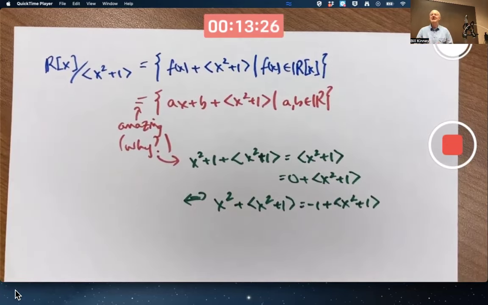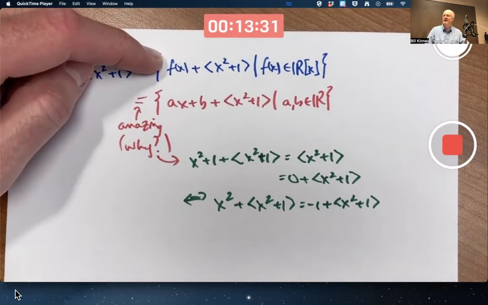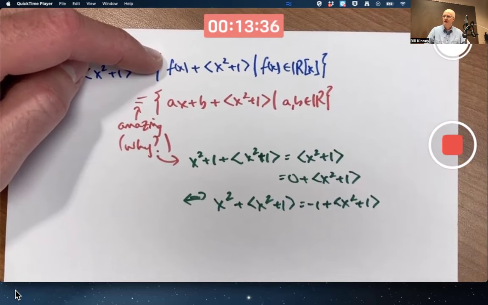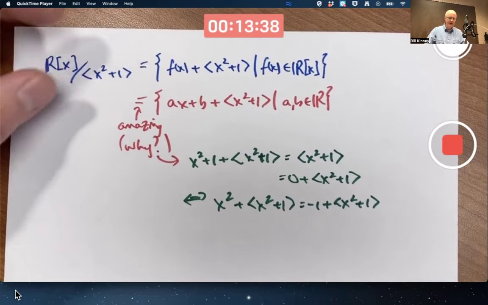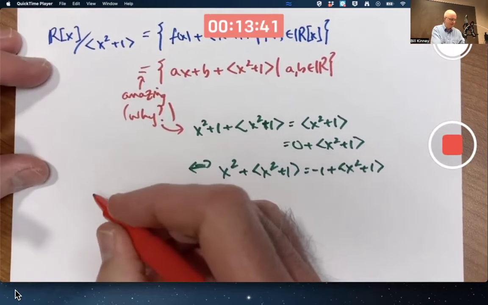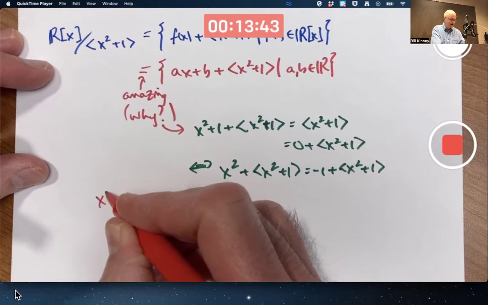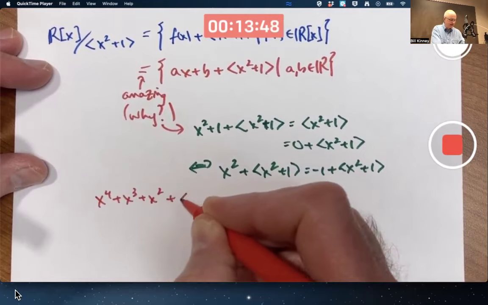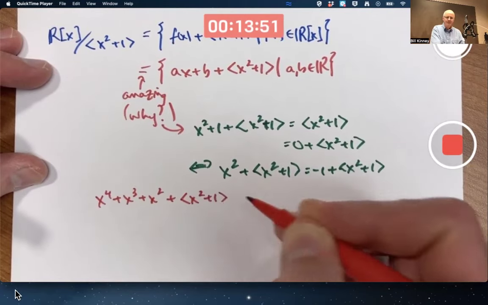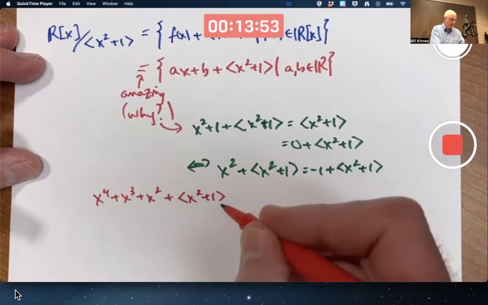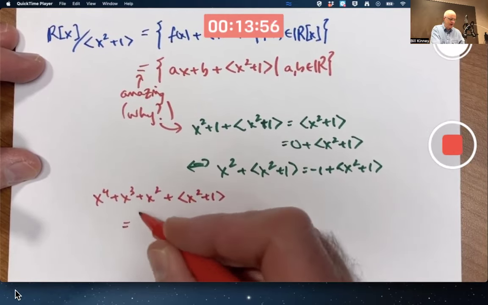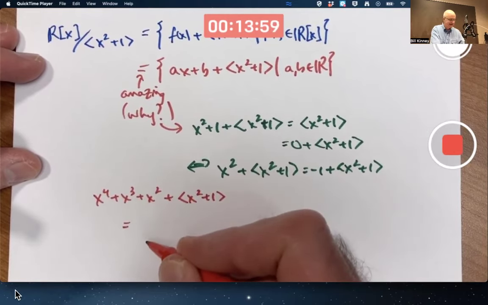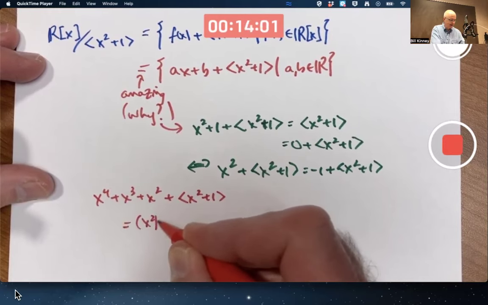And what that ends up meaning, in considering examples of cosets, is that if you've got a degree 2 or higher, you can always simplify it to a lower degree. As an example, x to the 4th plus x cubed plus x squared plus the ideal. The x squared can get replaced with -1. The x cubed can get replaced with -x. And the x to the 4th can get replaced with, well, -1 squared.